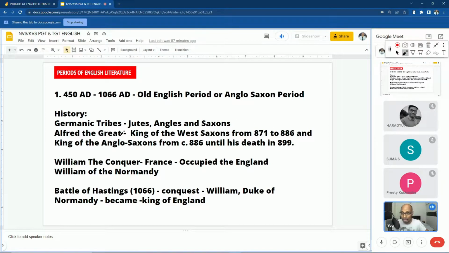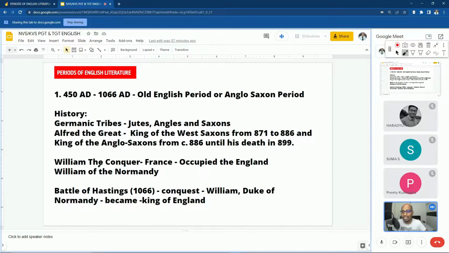Okay, so Alfred the Great comes in the Old English period, or the Anglo-Saxon period, and that is 450 AD to 1066 AD. Right? Then what happened after this Alfred the Great? There is one more popular figure associated with the Old English period, William the Conqueror.